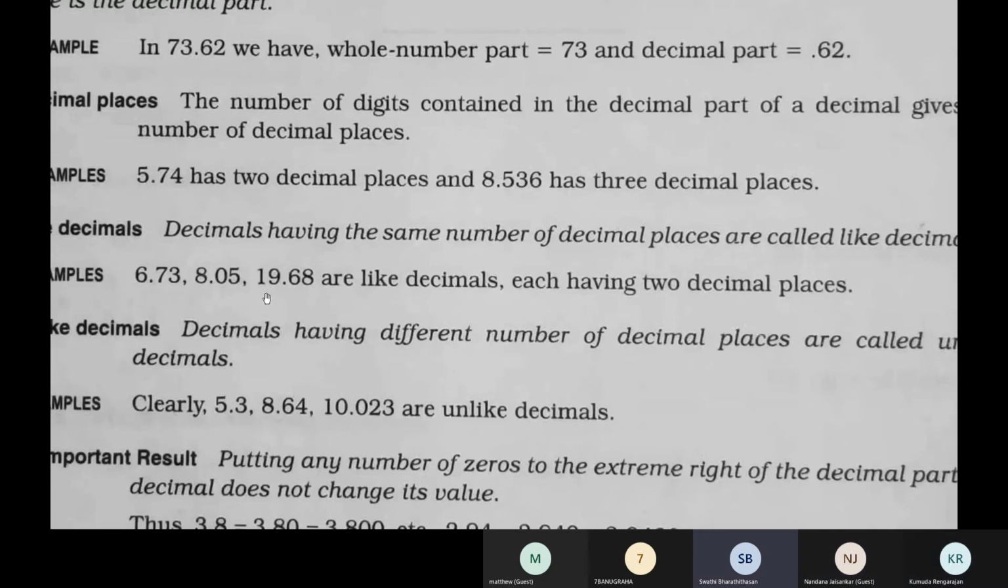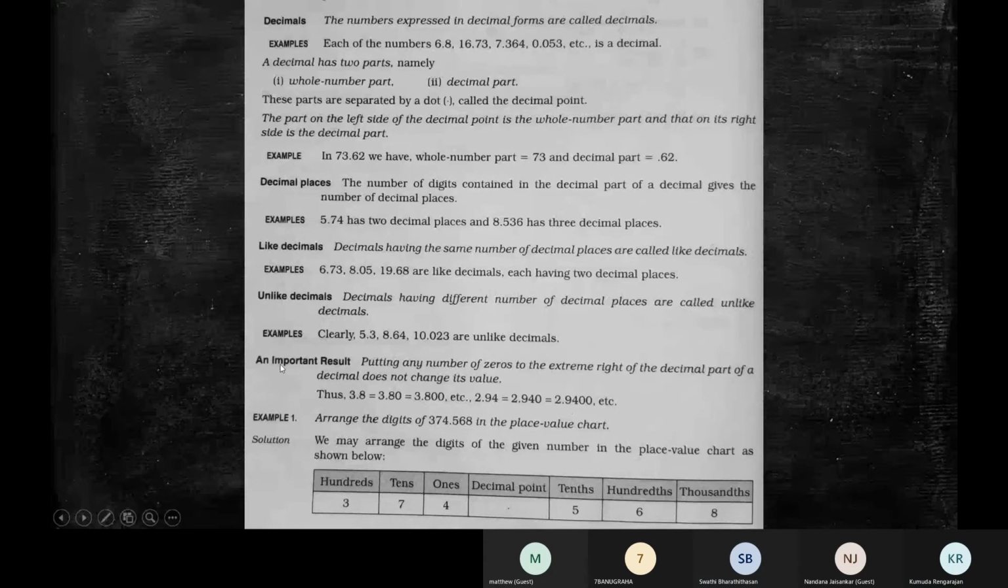1 into 10 plus 9 into 1 plus 6 into 1 by 10 plus 8 into 1 by 100. Okay, try this one. See the pointer? Yes, ma'am. Ma'am, 8 into 1 plus 0 into 1 by 10 plus 5 into 1 by 100. Yes, very good. So this is 1 by 10, 1 by 10, 1 by 100, 1 by 1000, the reciprocal of 10, 100 and 1000.